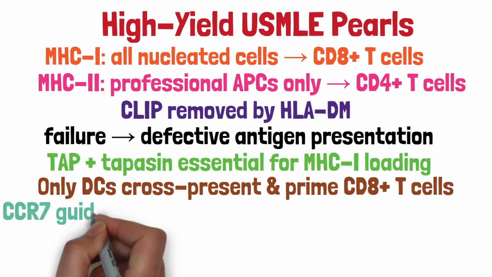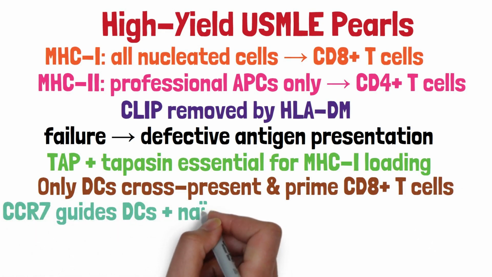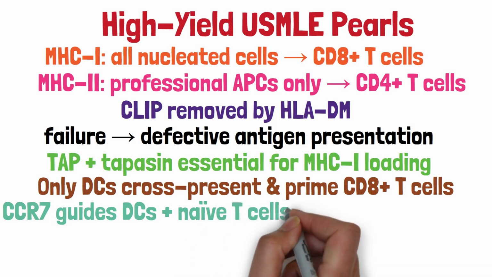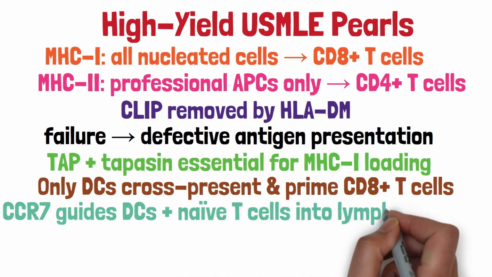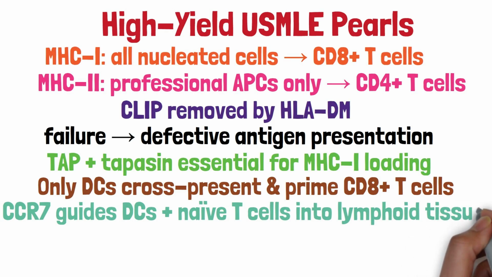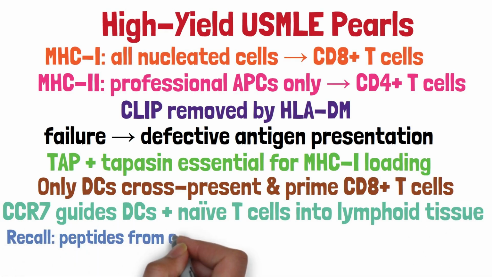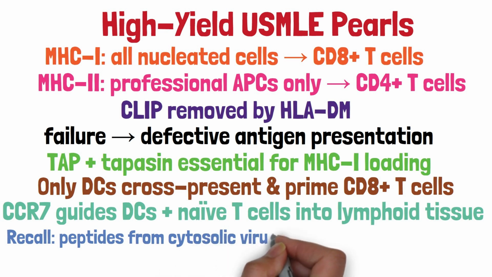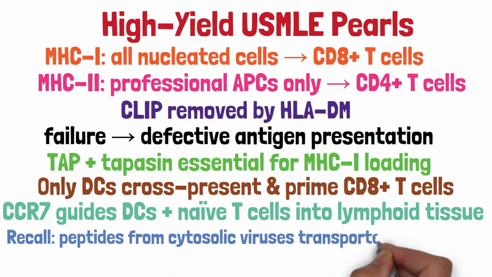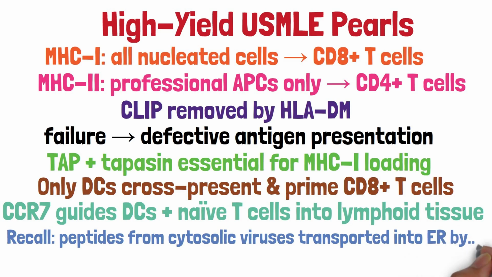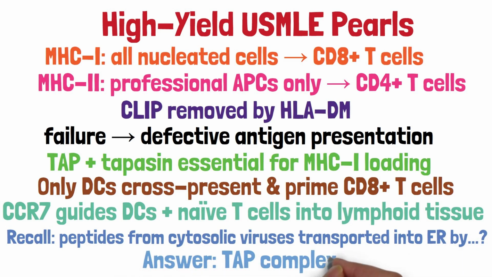And don't forget CCR7. It guides both dendritic cells and naive T cells into lymphoid tissue, and any disruption impairs immune surveillance. One more self-check. Peptides from cytosolic viruses are transported into the ER for MHC-I loading by which complex? The answer is the TAP complex, and if you got that, you've got the whole endogenous pathway down.